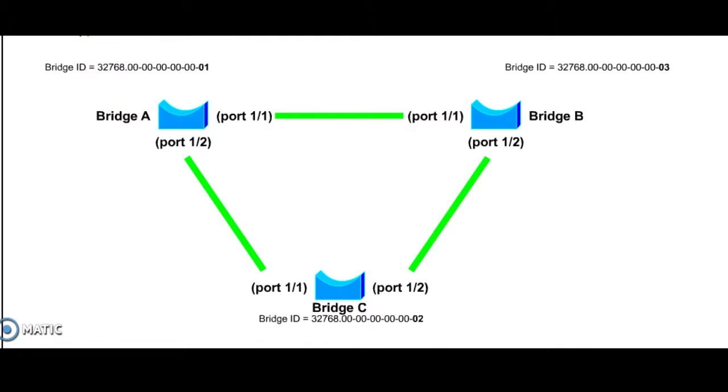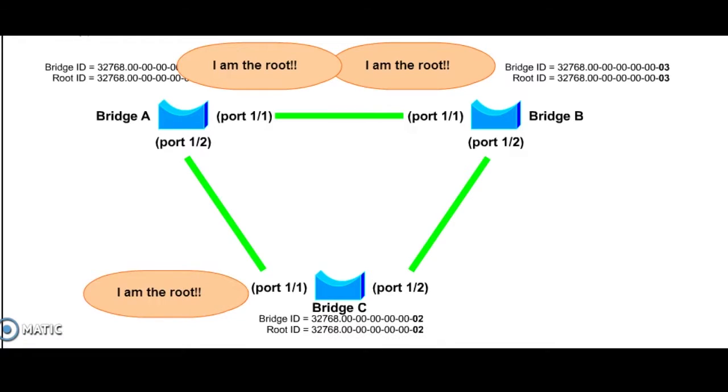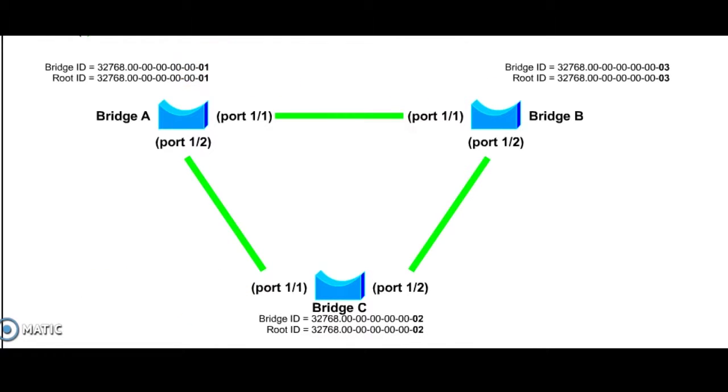At the boot up, all of the bridges think of themselves as the root bridge. Let us assume that the first step is that bridge C sends the BPDU frames to bridge A and bridge B, announcing that bridge C is the root with the following root ID as shown here. Note that bridge B's root ID will change from 03 to 02 as 03 is higher than 02, but this will not happen in case of bridge A as 01 is lower than 02.